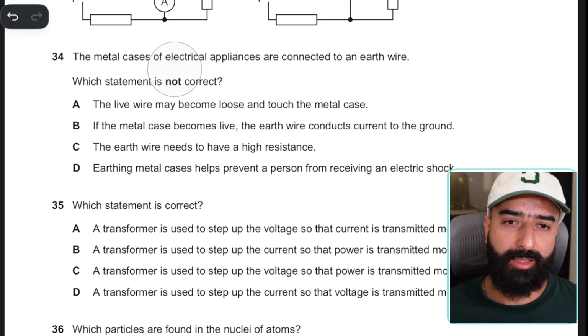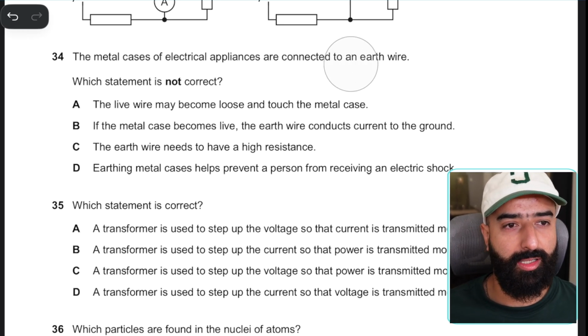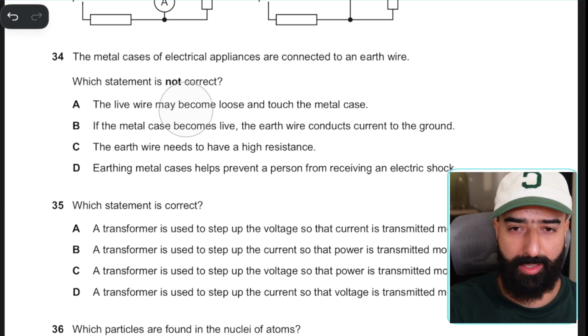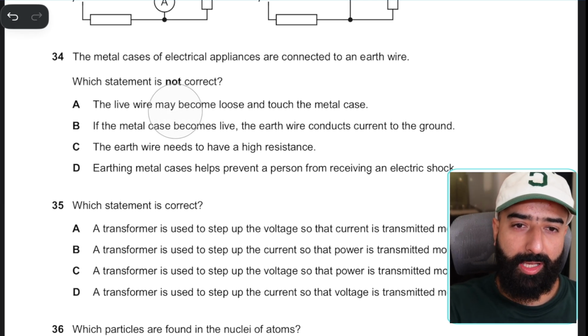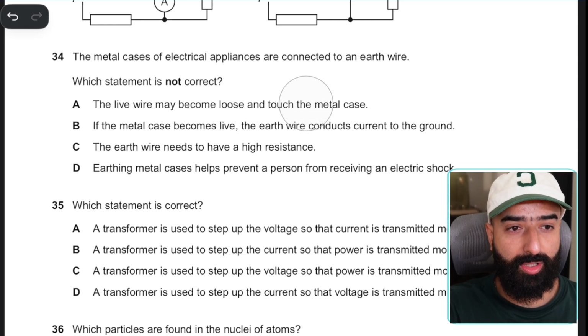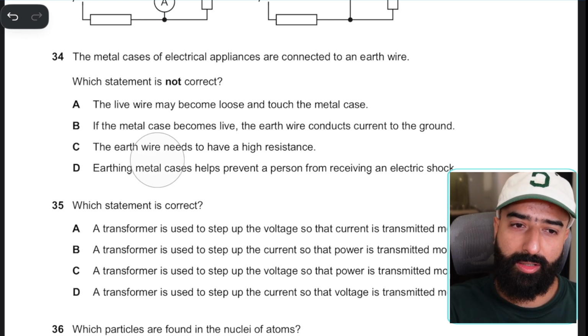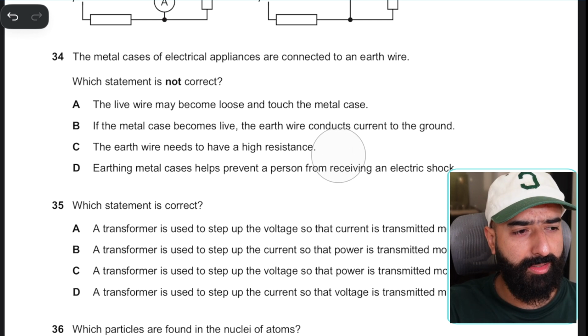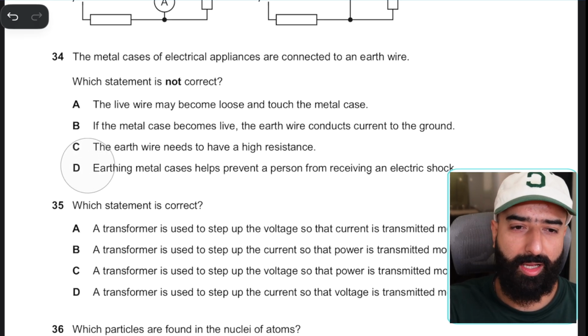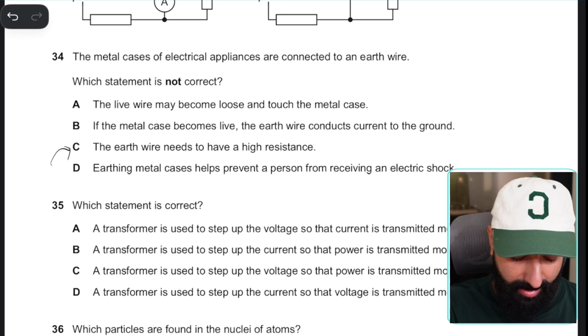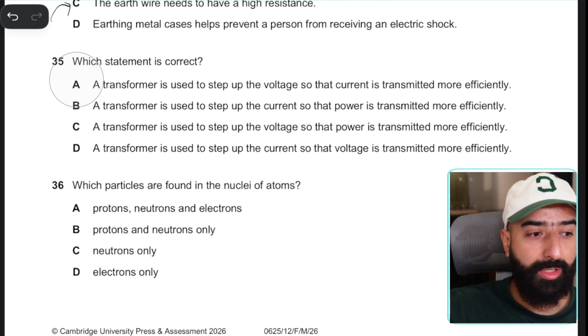The metal cases of electrical appliances are connected to an earth wire. Which statement is not correct? The live wire may become loose and touch the metal case. If the metal case becomes live, the earth wire conducts current to the ground. That's correct. The earth wire needs to have a high resistance. Why should an earth wire need a high resistance? So that's wrong.